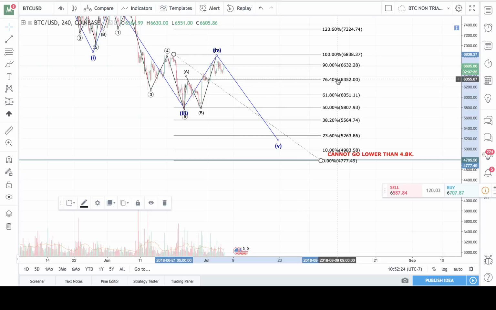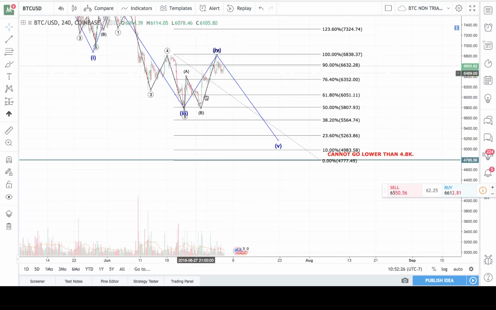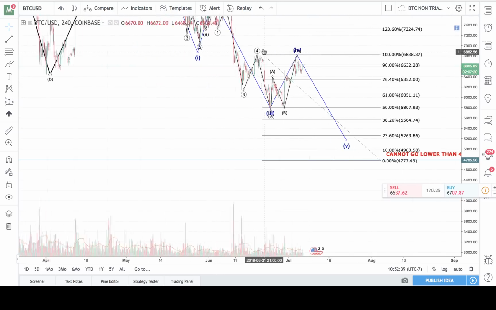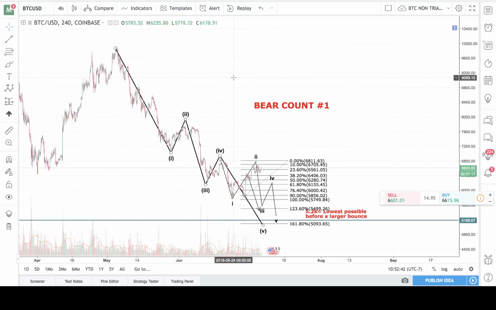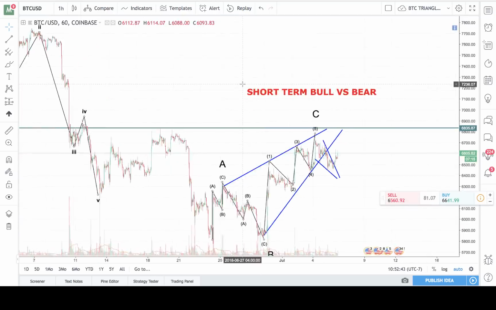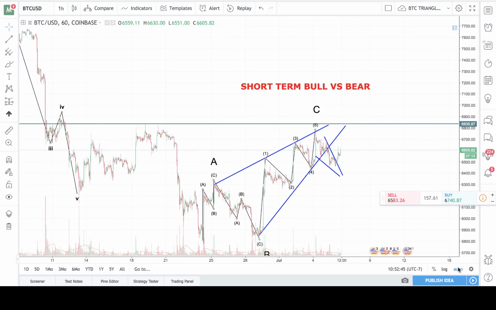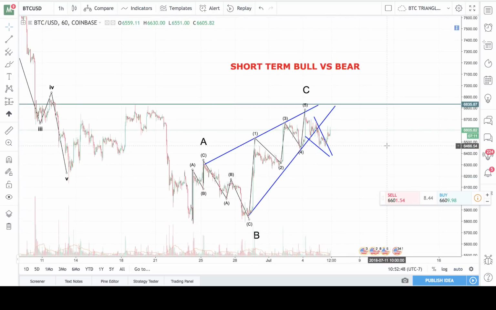Now let's go to the even shorter term, and we're going to analyze this section right here so I can explain why I believe this particular fourth or second wave, depending on which scenario we're looking at, is complete, and why I believe we're now headed down rather than up. So this is a zooming in of the short term waves that we've been seeing over the last week or so that I've been analyzing. Like I told you guys, I was taking short positions in the 6.6 to 6.7 thousand range.